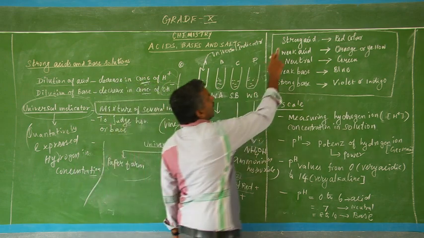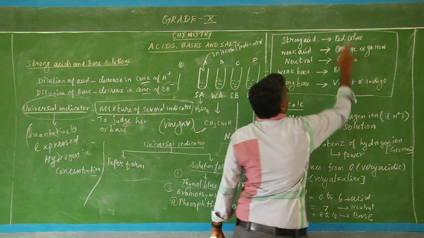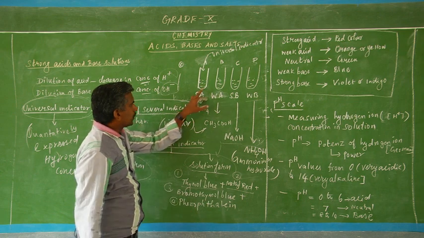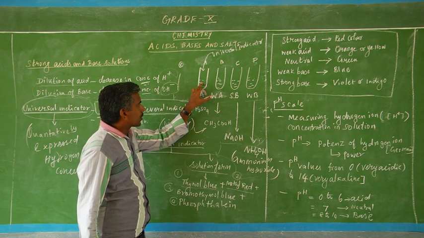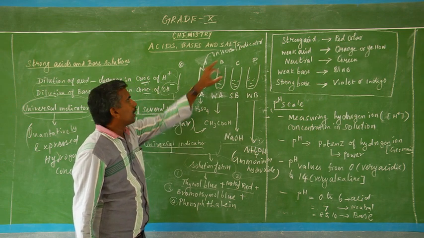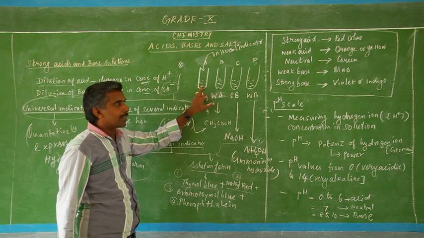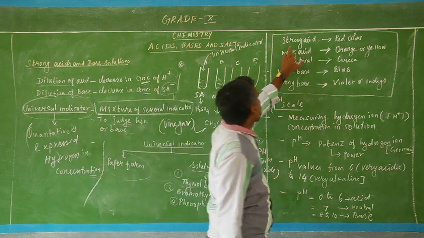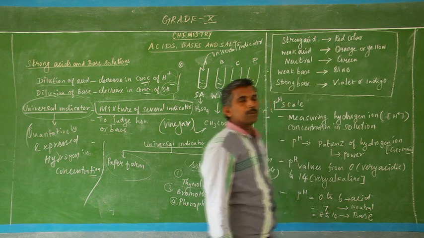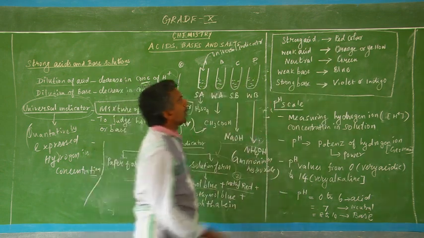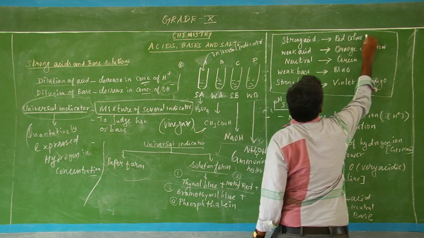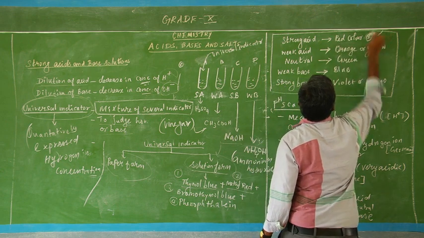You add the universal indicator to the strong acid, and red color is formed. That means the strong acid goes from colorless to red. By adding universal indicator to the strong acid solution, the color becomes red. So a strong acid gives red color.